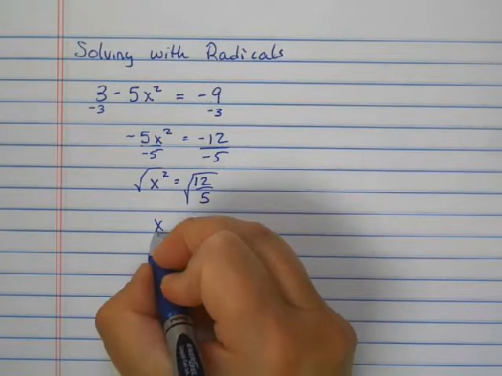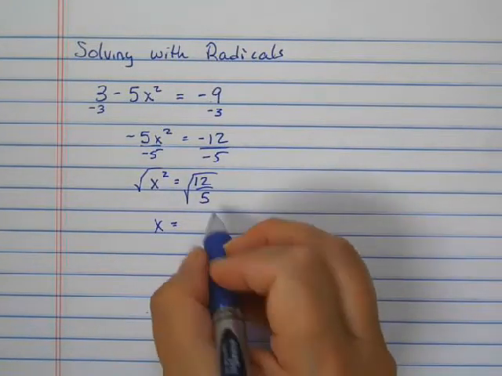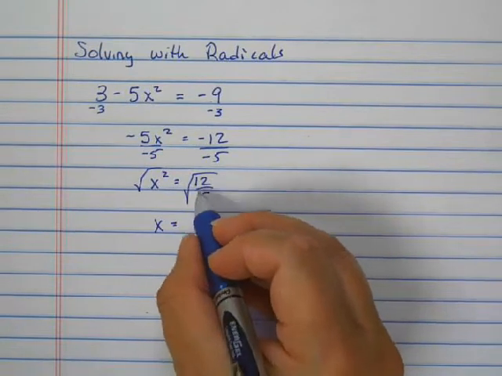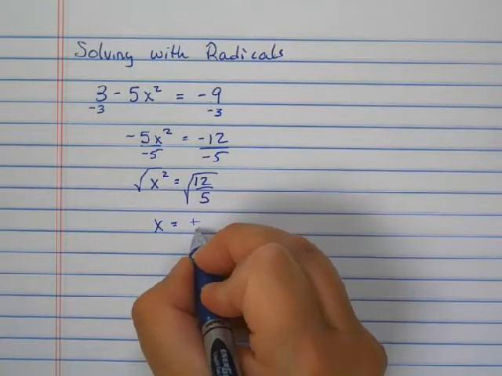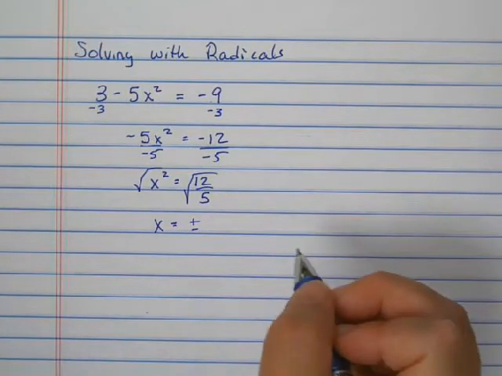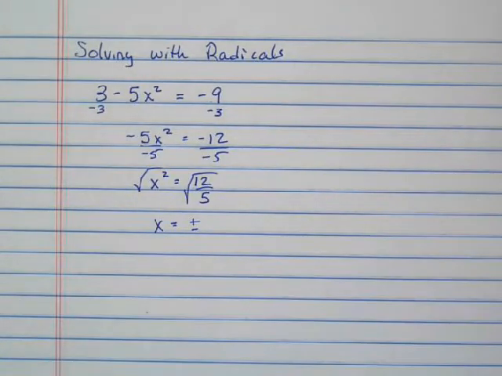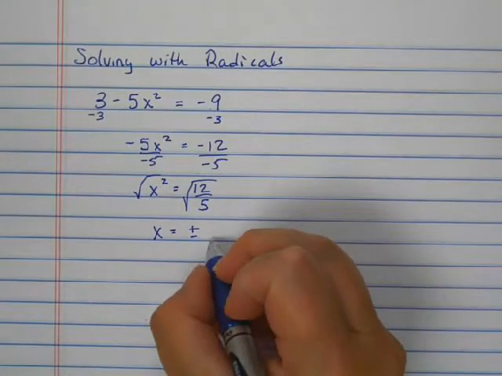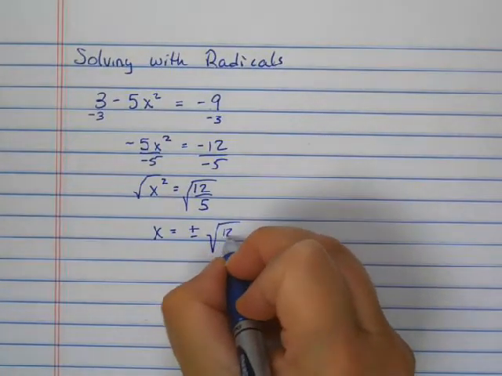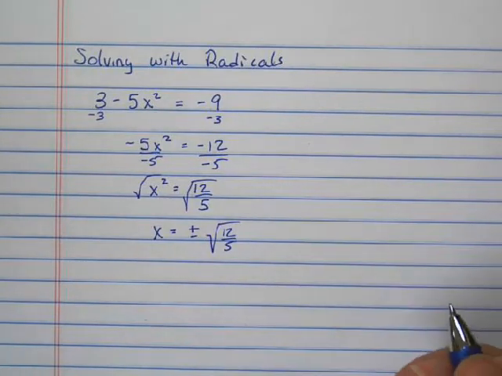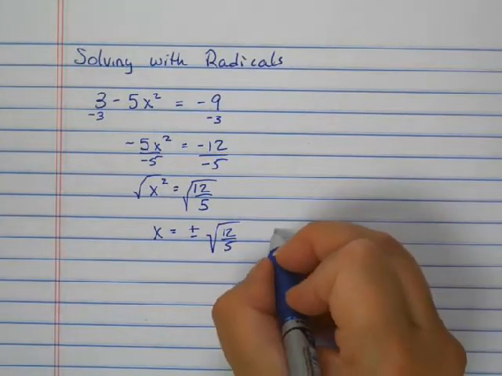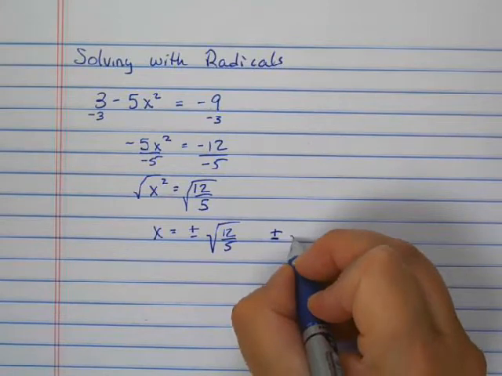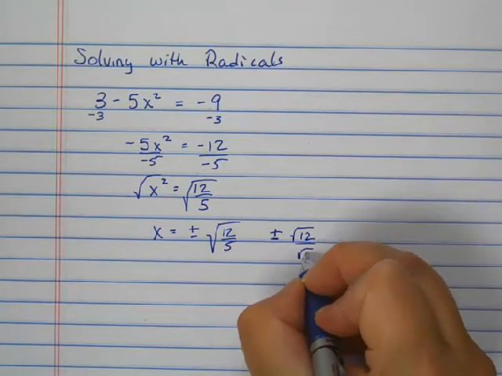So I get x equals, and now I have to put a plus or minus, and I'll explain why in just a second. Whenever you square root both sides, you'll always get two answers, a positive answer and a negative answer. So I have plus or minus square root of 12 over 5. And that can be simplified into plus or minus the square root of 12 over the square root of 5.